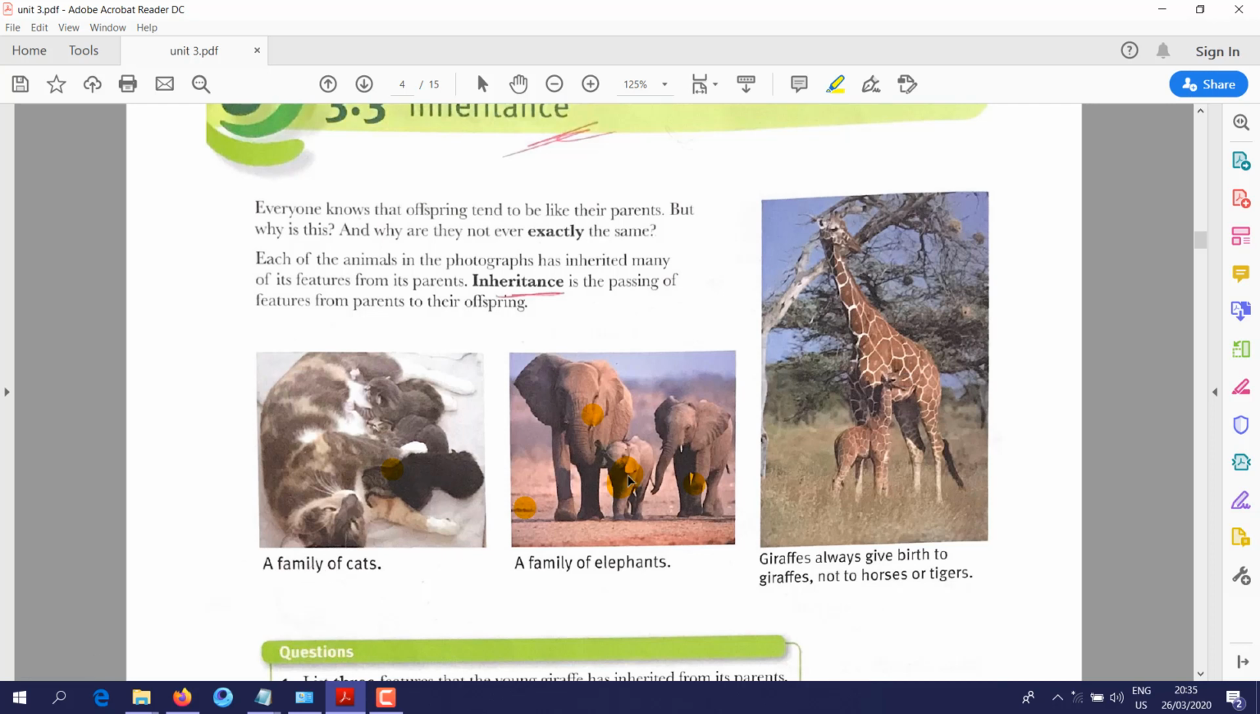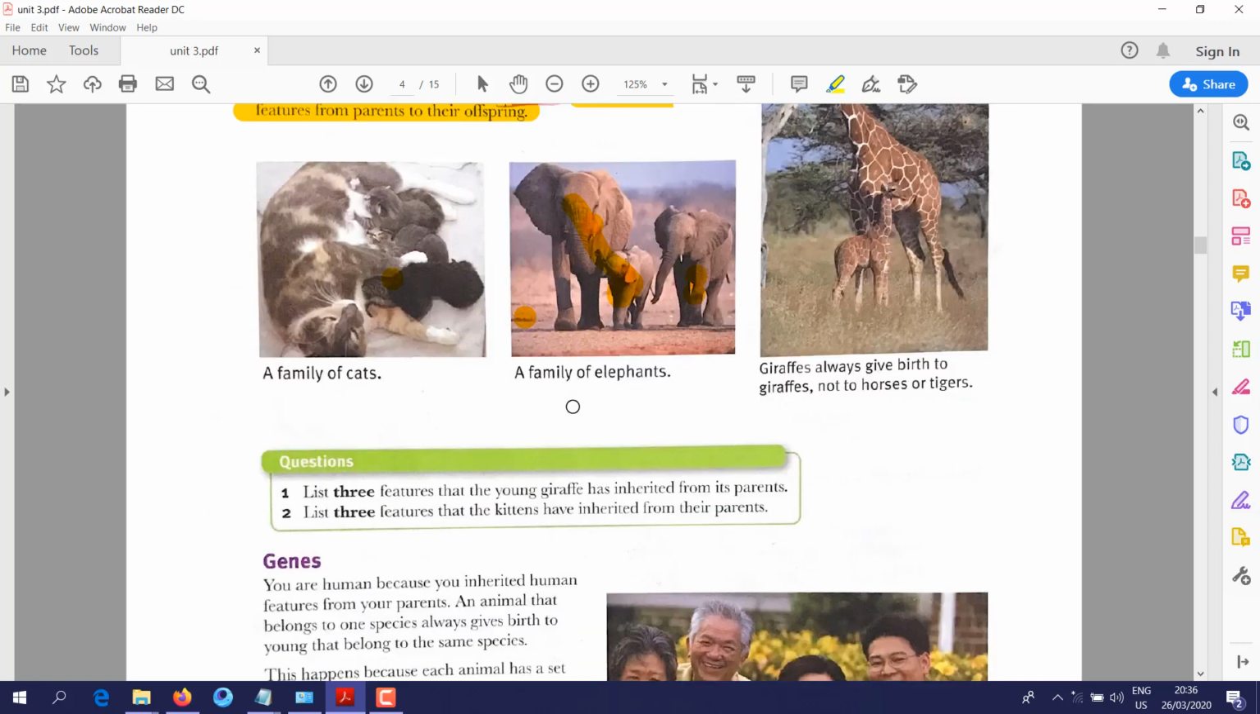Okay, but why always, for example, the small elephant looks like the parent? This we call inheritance. Inheritance is receiving traits or passing of the features from parents to offspring. Passing the traits or passing the features from parents to offspring, this we call inheritance.